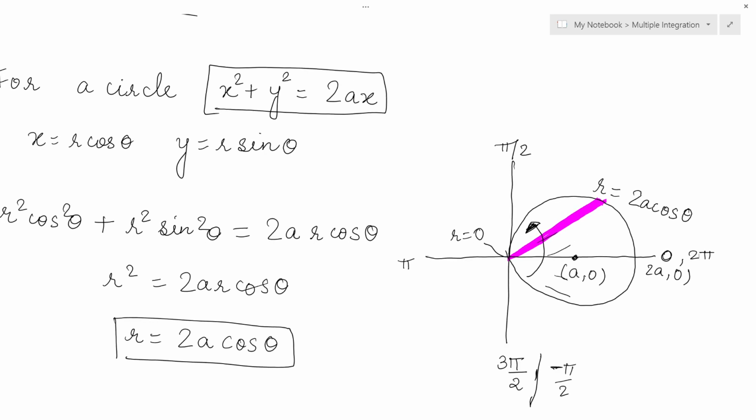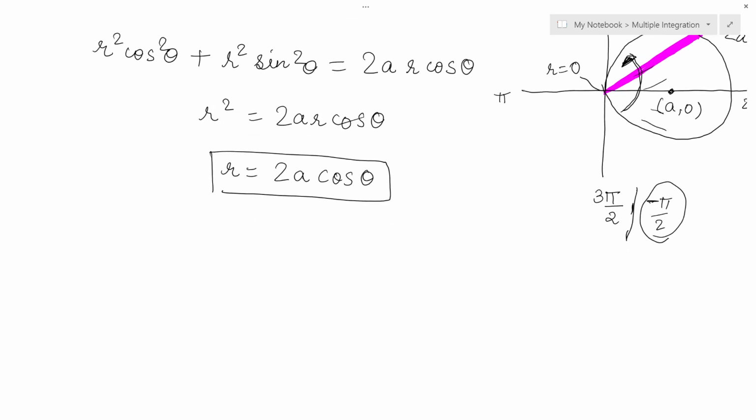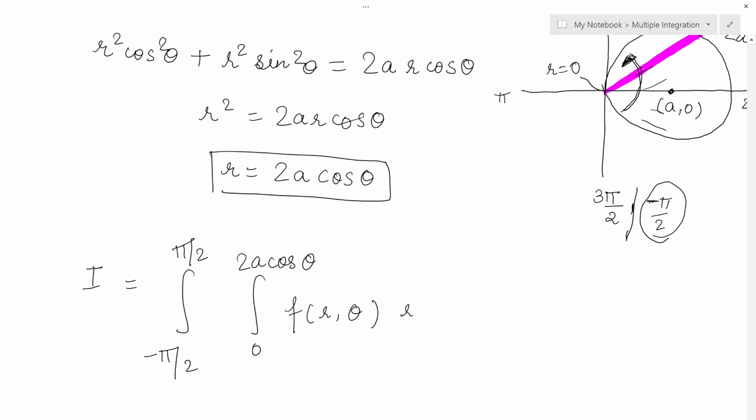So what will be the angle now? It is traveling from here till here, in anti-clockwise direction. So what angle can you take? Minus pi by 2 to pi by 2. So my outer limits will be minus pi by 2 to pi by 2. So the integration for the circle r is equal to 2a cos theta is this. Okay, this is f of r theta, r dr d theta.